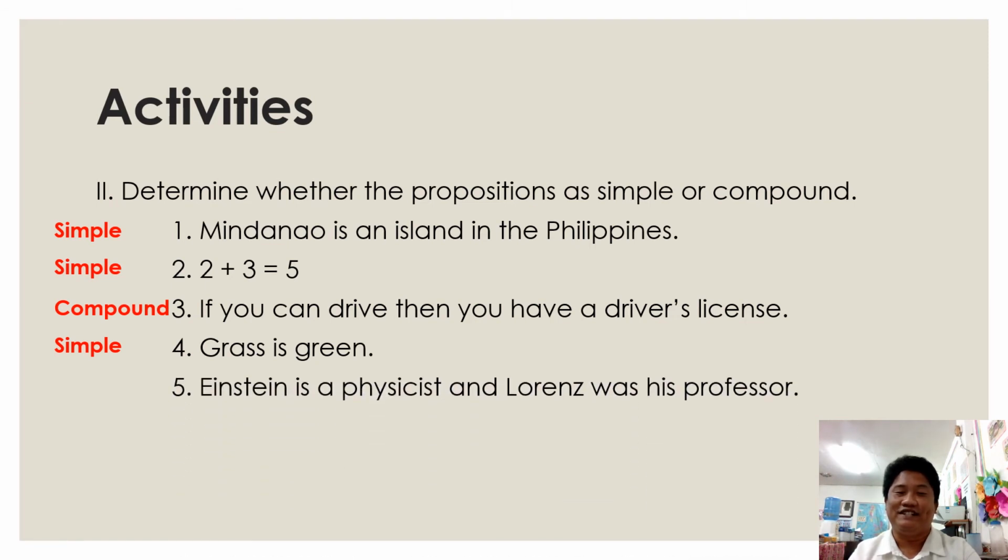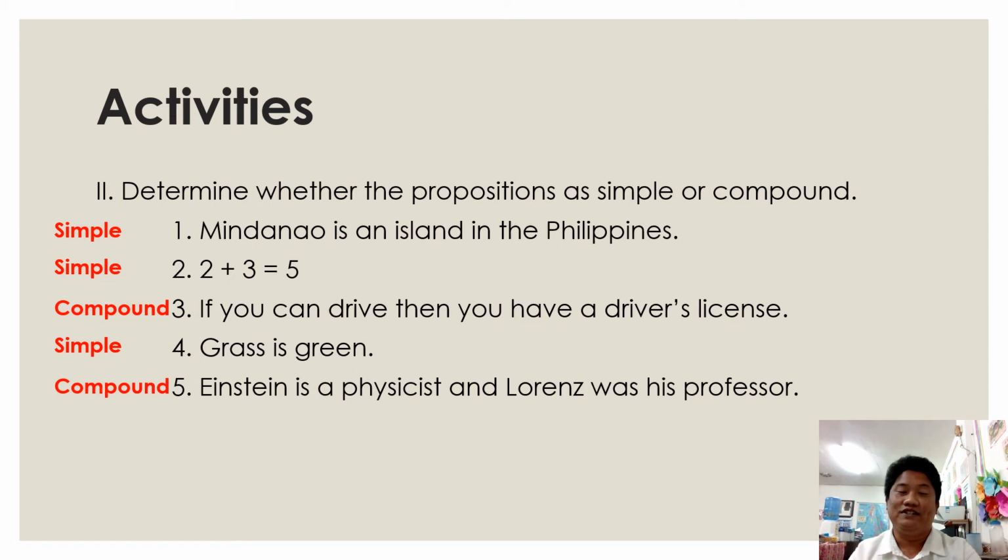Let's move on to the fifth statement. Einstein is a physicist and Lawrence was his professor. Simple or compound? Answer, compound. We have here two simple propositions combined with the word and, so we are using the conjunction and.